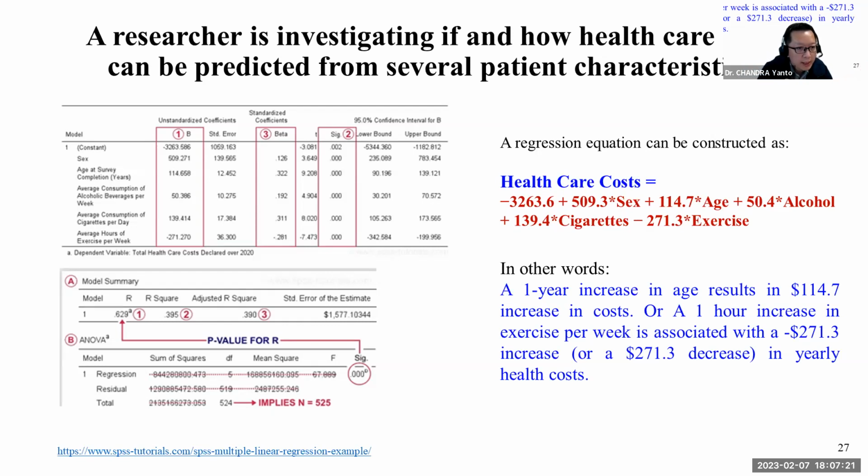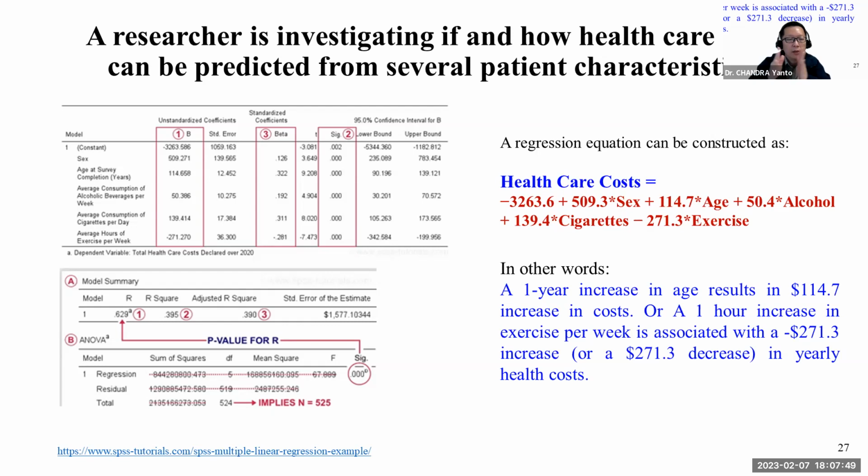And you have this result of the model summary, which says that all of these independent variables have an R-square of 0.395, which means that 39.5% of the variation of the total healthcare costs can be explained by all of these 5 variables, right? Sex, and so on, to hours of exercise. And then the important part is you want to write a regression equation.